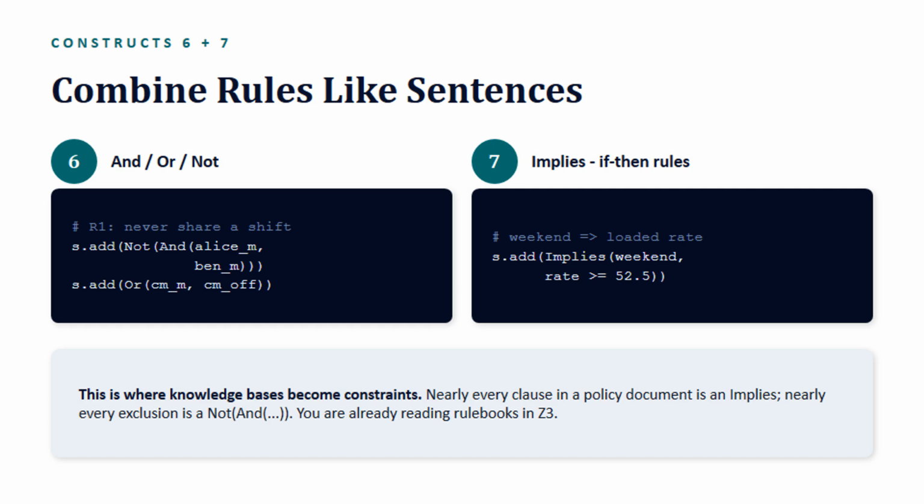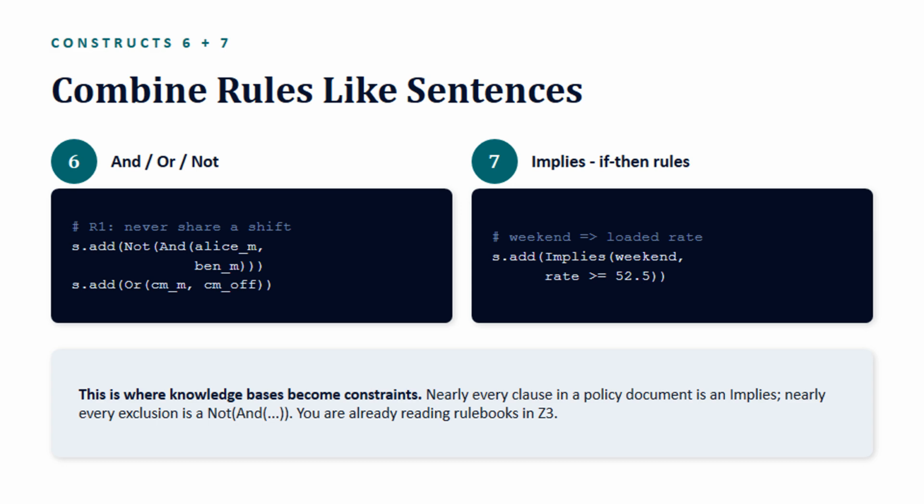Constructs 6 and 7, combining rules. And, or, not: three connectives that read almost like English. Alice and Ben never share a shift becomes Not of And of Alice morning and Ben morning. It is nearly dictation. And then Implies, the if-then arrow, which I would argue is the single most important construct for knowledge work.